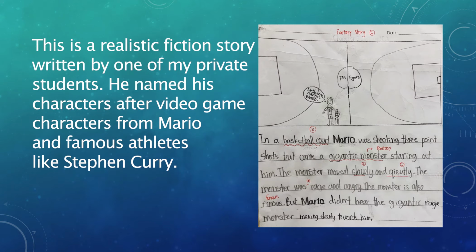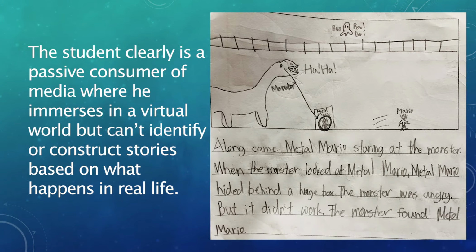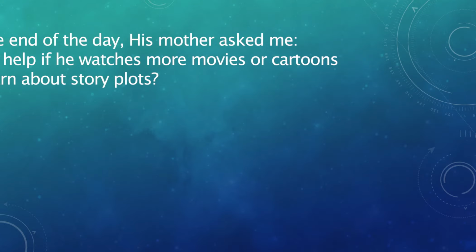This is a realistic fiction story written by one of my private students. He named his characters after video game characters from Mario and famous athletes like Stephen Curry. He added other virtual characters into his story, which turned his story into fantasy rather than realistic fiction. The student clearly is a passive consumer of media, where he immerses in a virtual world but can't identify or construct stories based on what happens in real life.